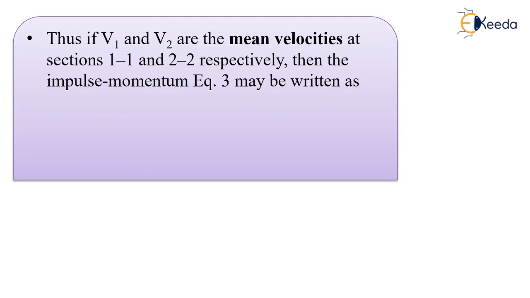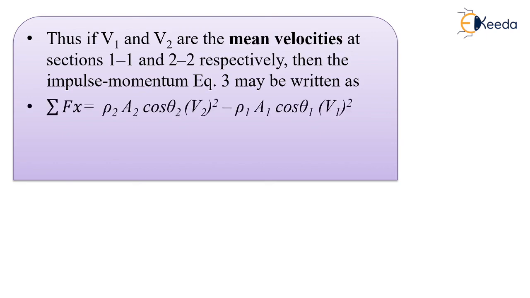Thus, if V1 and V2 are the mean velocities at sections 1-1 and 2-2 respectively, then the impulse momentum equation may be written as summation of Fx is equal to rho 2 A2 cos theta 2 V2 squared minus rho 1 A1 cos theta 1 V1 squared. This is our fourth equation.